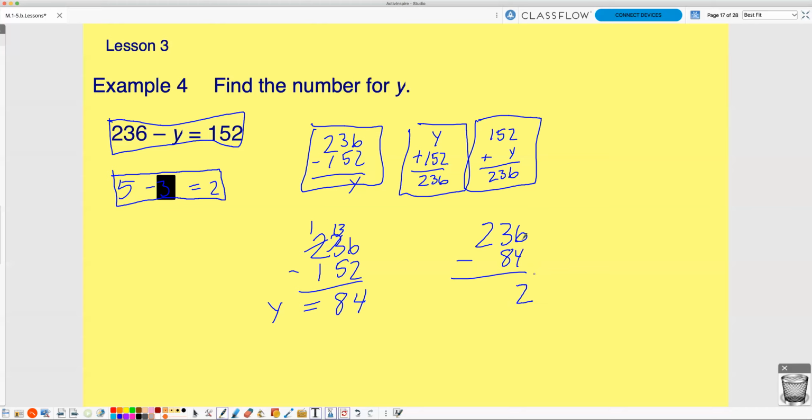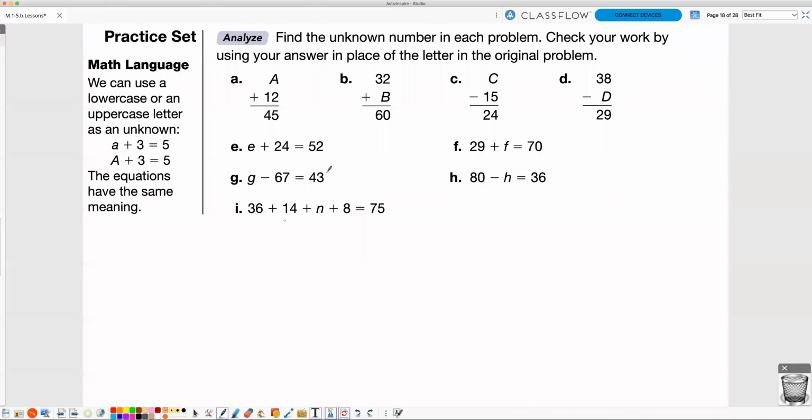And here we've got 2. I'm going to borrow 1 here. This turns into 13. This would be 5. And that would be 1 minus nothing, 152. That means y is equal to 84. All right, so let's go ahead and try that. So give me the answer for A.